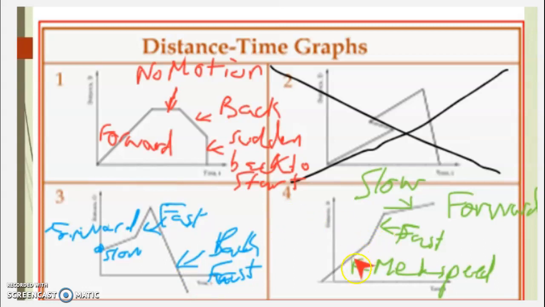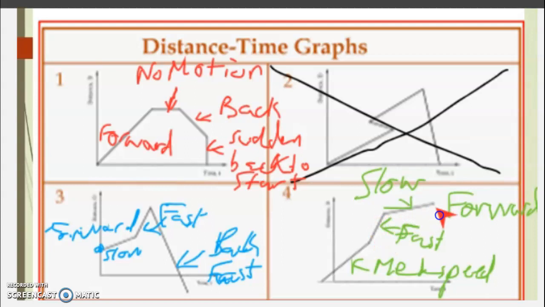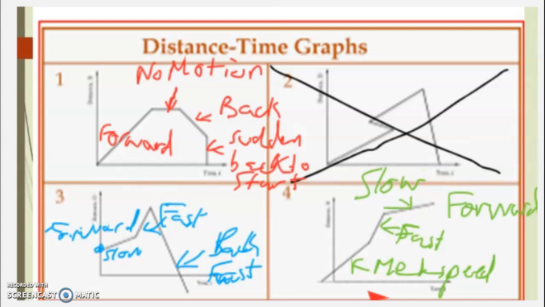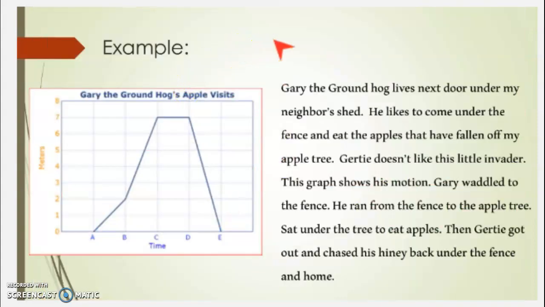Graph 4 is showing constant forward motion. So we have kind of like the medium speed right here, then fast speed in the middle, and then we're slowing down our speed towards the end. But all the while we're still moving forward away from the reference point in all of those. Okay, here's an example of what I'd like you to do for your story.